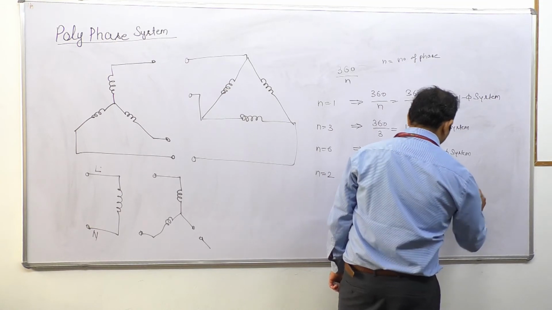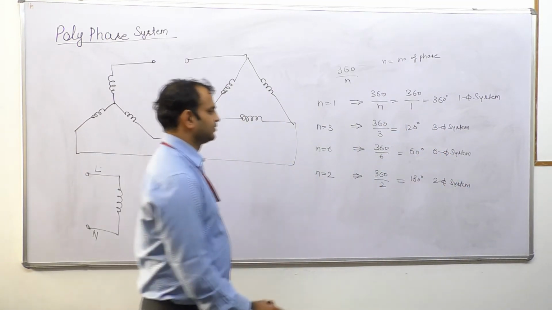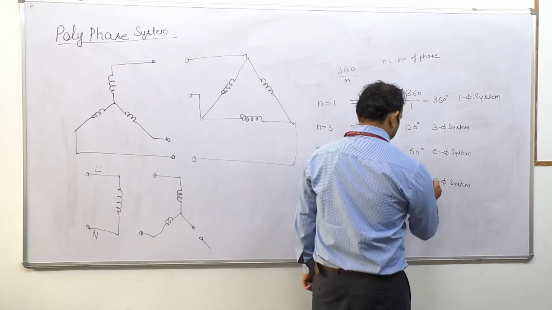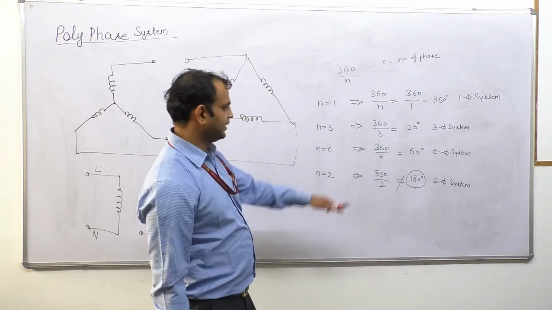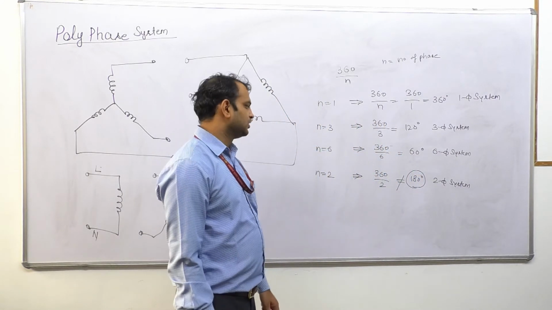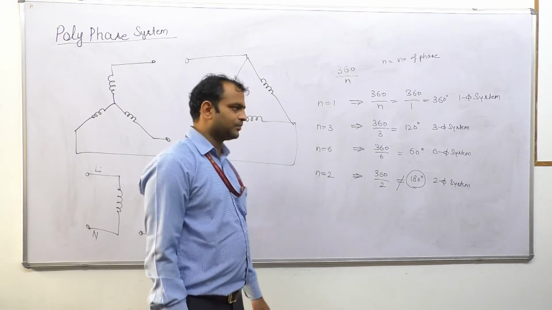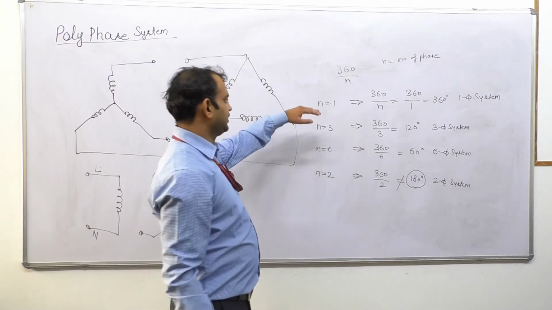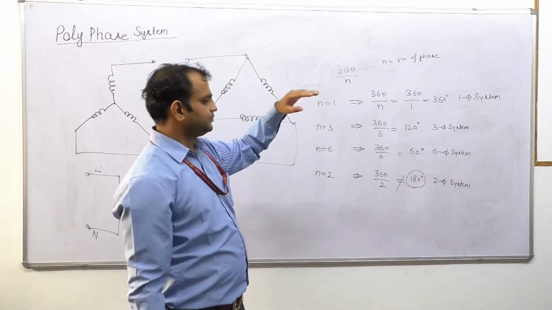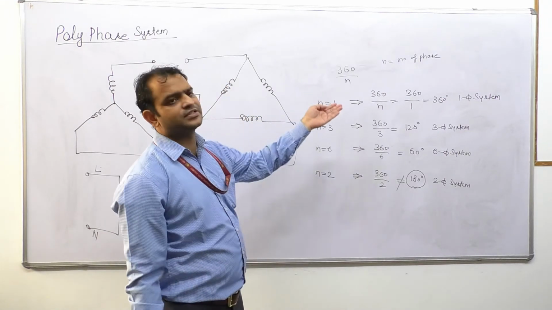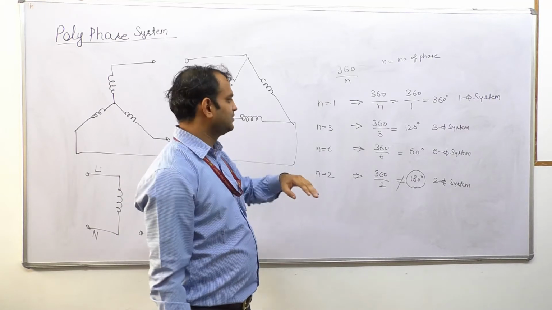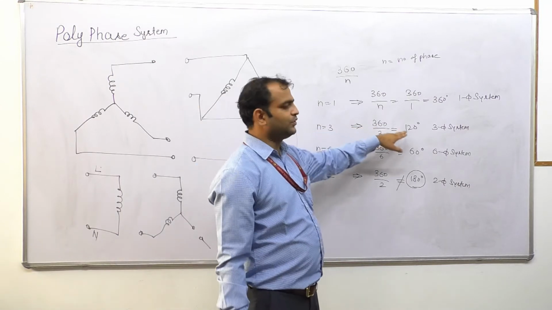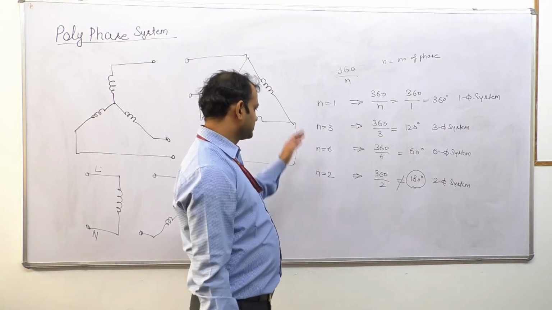But this is an exception. If for a two-phase system the angle between the phases is 180 degrees, it is not a balanced system. These angles are for balanced systems. In the case of a single-phase system, the angle should be 360 for a balanced system. In the case of a three-phase system, the phase difference is 120 degrees for a balanced system, and so on.